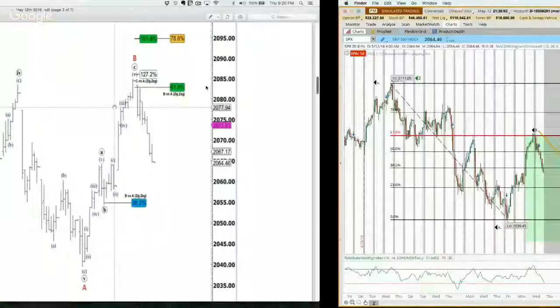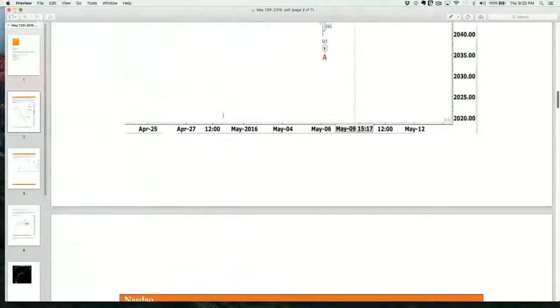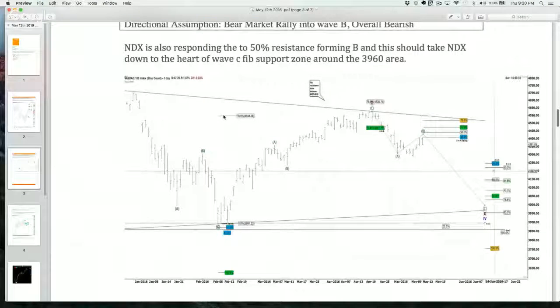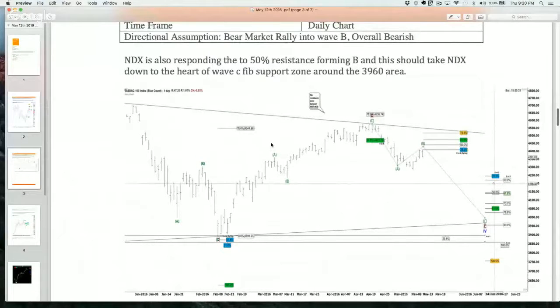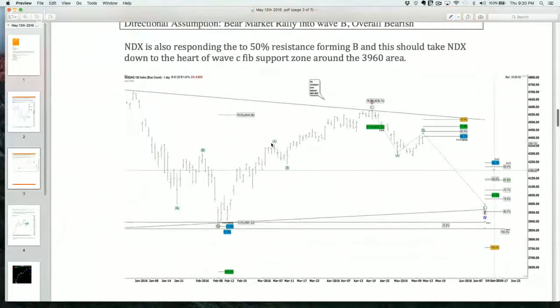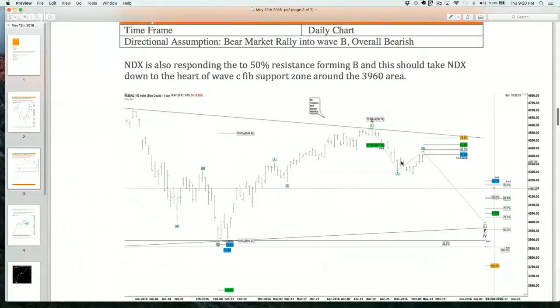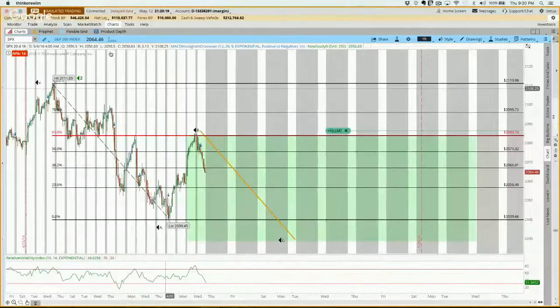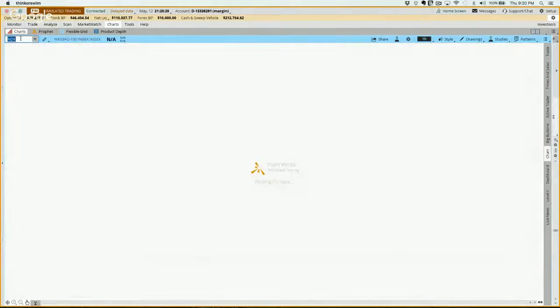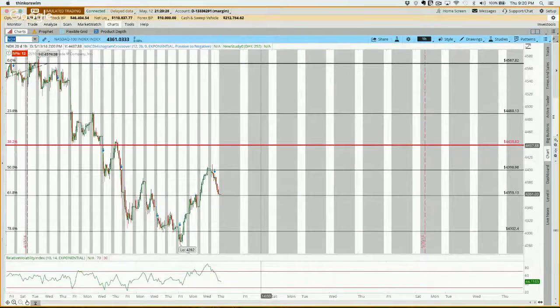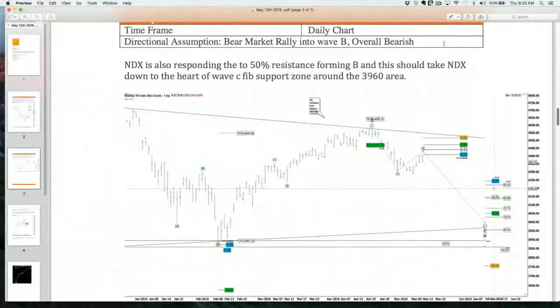Let's move on to NASDAQ. NASDAQ, A, B. So the question is, how do I get wave B? All right. So I'll show you step by step. But first, you have to plot the wave counts. All right. To give you a context where NASDAQ is moving. NASDAQ. A, B, and C.